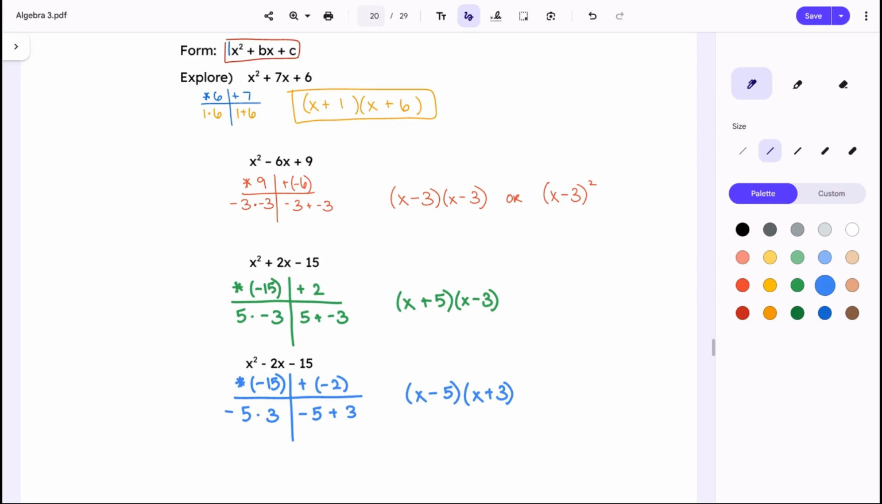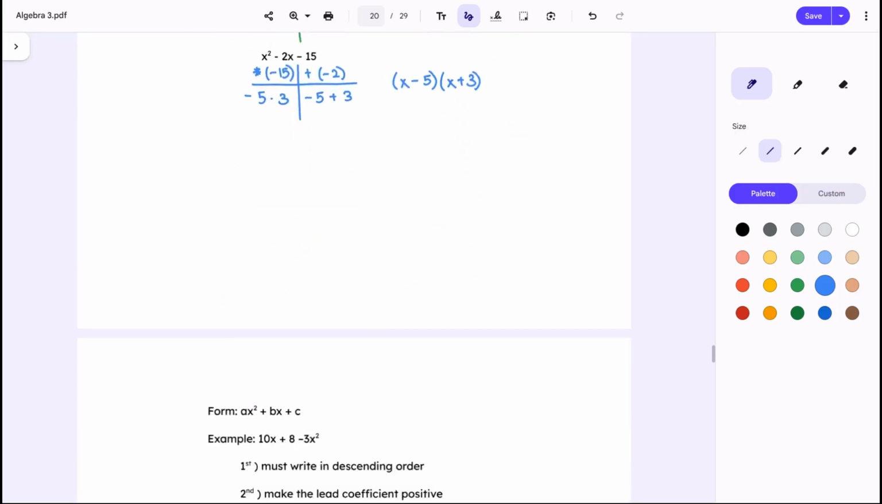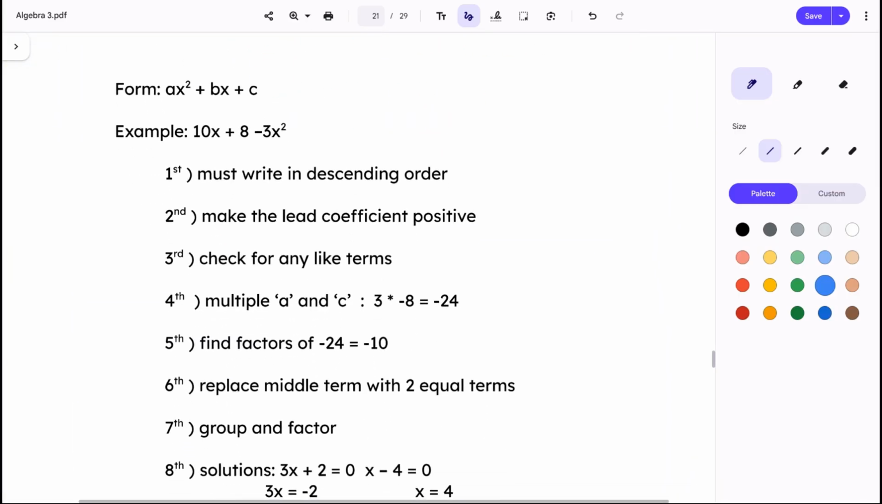Now, like I said earlier, that only works if you have x squared. So there's not a number in front of the x squared. Let's talk about what happens if you do have a number in front of the x squared. So the form switches only a little bit in that instead of having one x squared or just x squared, there's going to be a number in front of the x squared.